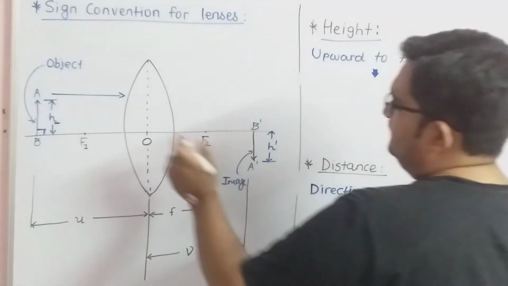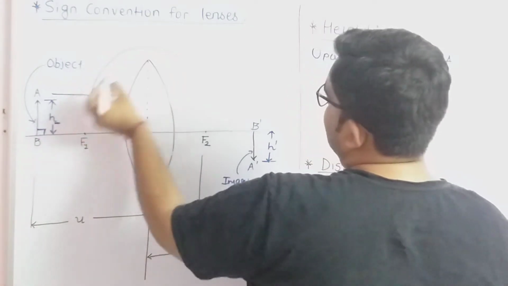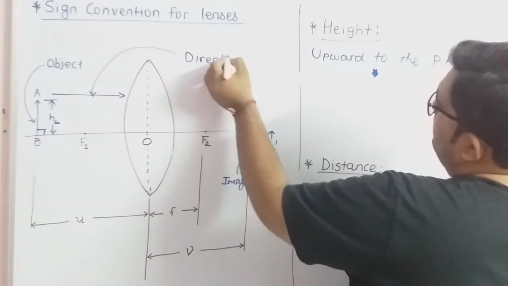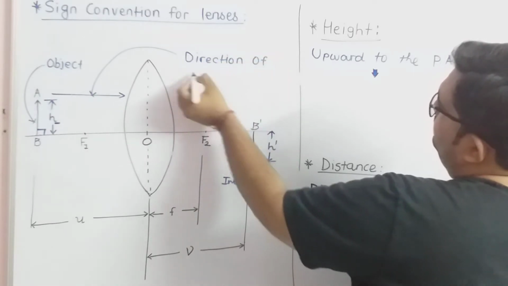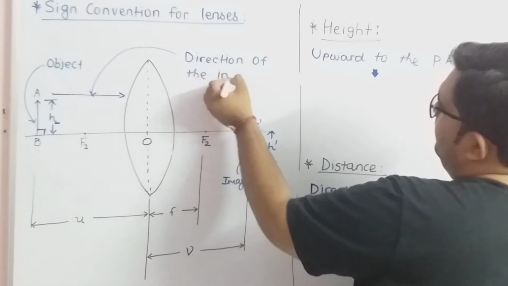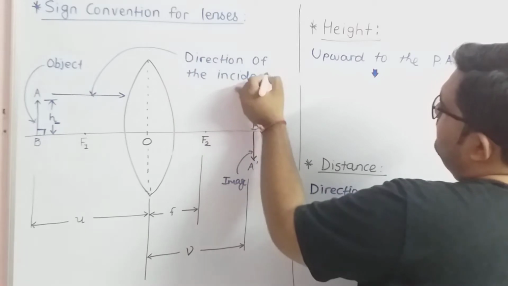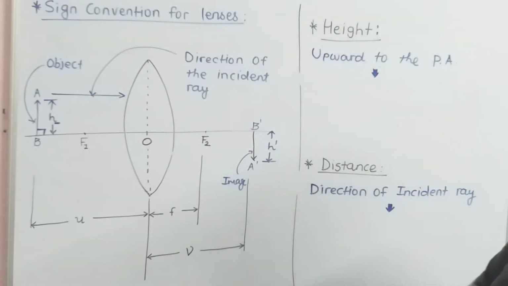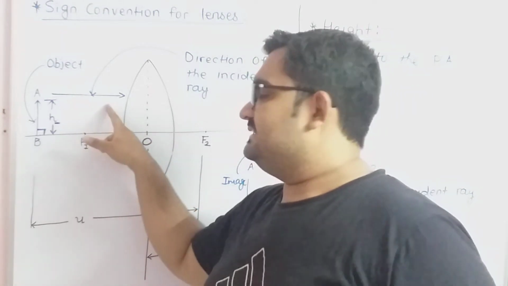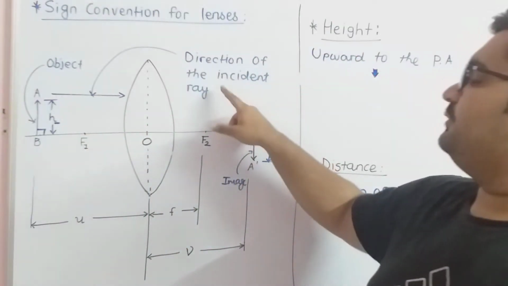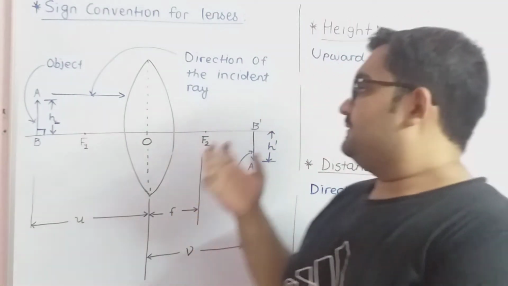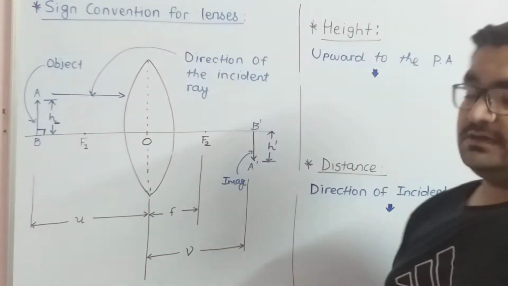Now here you can see the direction of the incident ray. Okay, so this line indicates the direction of the incident ray. So now we start our sign convention.